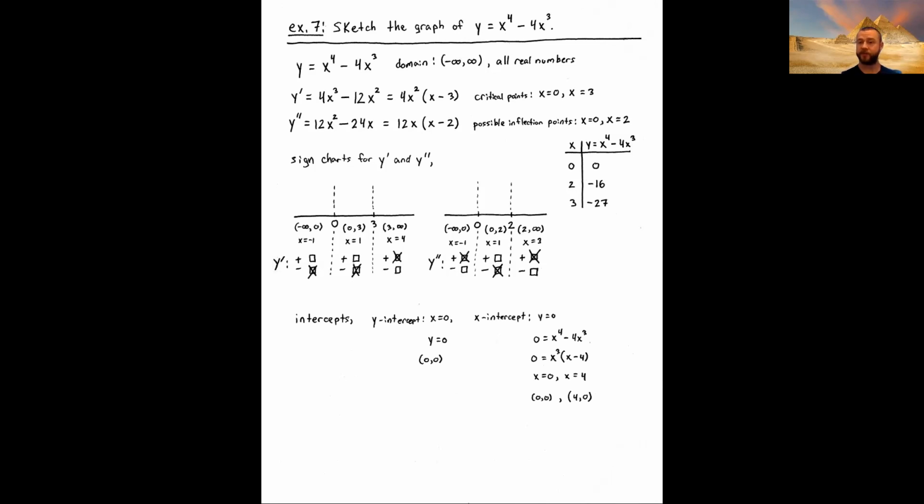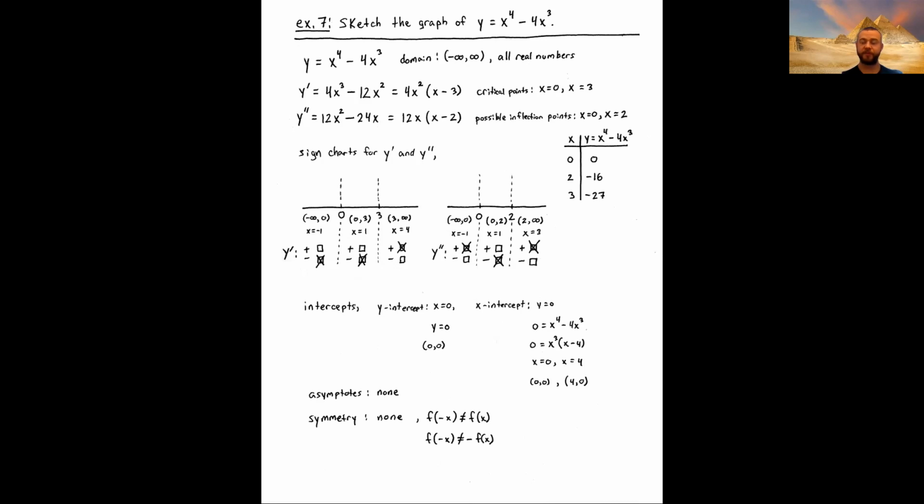Some extra features we want to keep in mind to help us sketch a graph are the x and y intercepts. We find here that you only get a single y-intercept, but you get 2 x-intercepts: (0, 0) and (4, 0). It's perfectly fine for (0, 0), the origin, to be simultaneously an x and y-intercept. And just for consistency, checking for any asymptotes or symmetry, this polynomial has no asymptotes nor any symmetry.